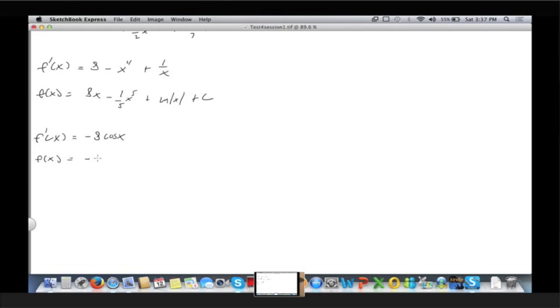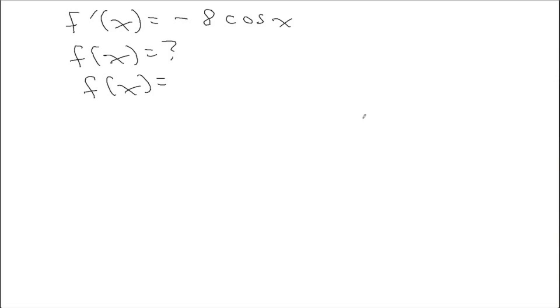So f of x equals negative 8 cosine of x. Derivative of sine of x gives us cosine of x. Constant multiple. Okay, good. That's good. Good process. I'll go back to my screen. So the way I would think about that is I would say I've got a constant multiple here. So I just copy the constant multiple, and then I just take the antiderivative of the function. And then we get the answer that you got. Very good.